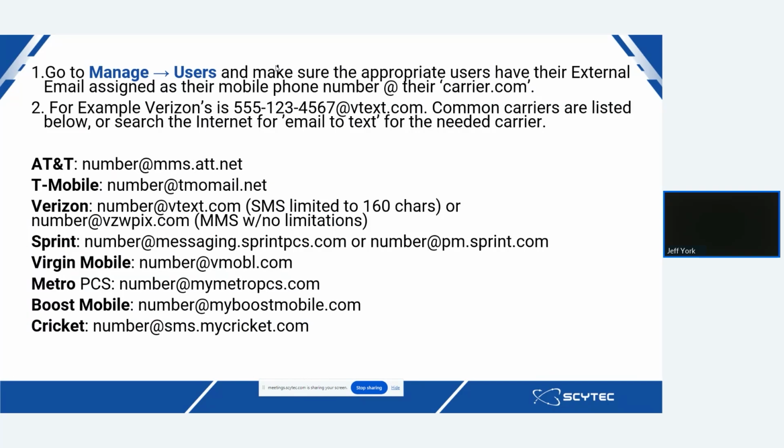For example, Verizon's is 555-123-456 at vtext.com. Common carriers are listed below. If you have an AT&T phone, it would be your phone number at mms.att.net. That's what you would have as your external email, and not your company email. For Verizon, you would have your phone number at vtext.com, for Sprint, your phone number at messaging.sprintpcs.com, or number at pm.sprint.com, and so on and so forth.